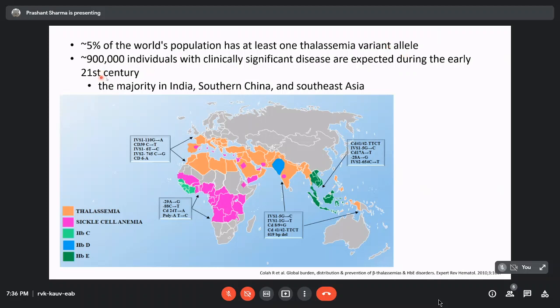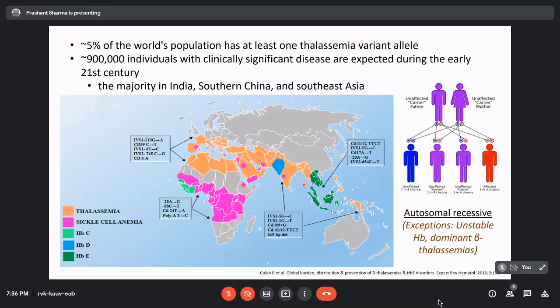And in the early years of the 21st century, we expect just short of 1 million individuals with clinically significant disease to be born. And believe it or not, the majority of these are likely to be in the hugely populous South Asia as well as southern China regions of the world.